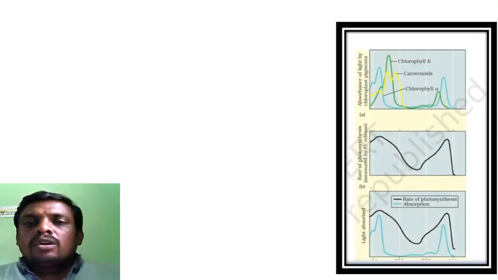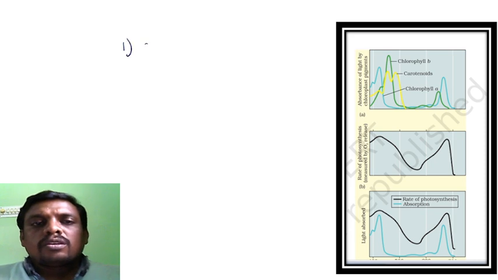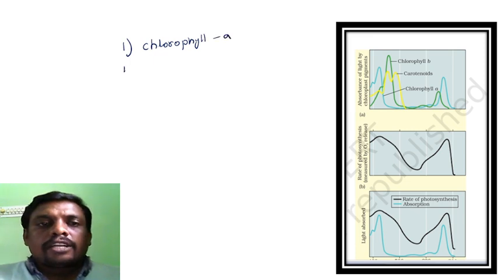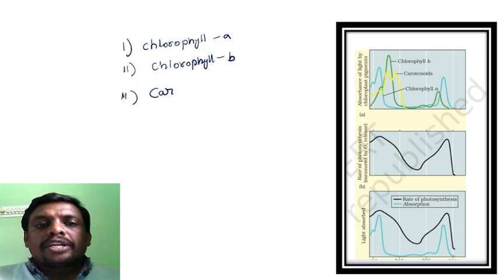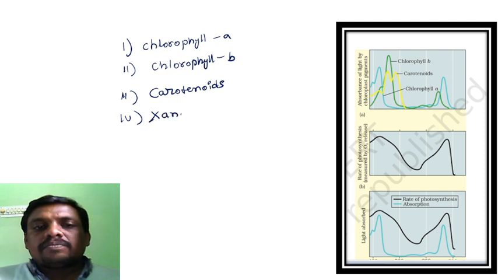Okay. So the first one is chlorophyll A, the second one is chlorophyll B, the third one is carotenoids, and the fourth one is xanthophylls.